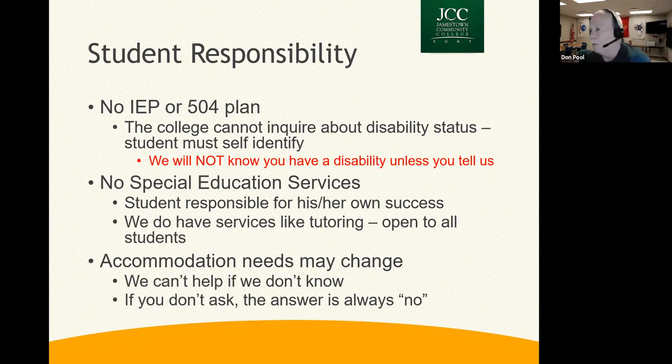Your high school can't transfer your records without your permission, and we can't do anything with them without your permission. So we don't have special education services. Again, that's the K through 12 covered under the IDEA is the special education services. So the student is responsible for his or her own success. You're the one that's in the driver's seat.